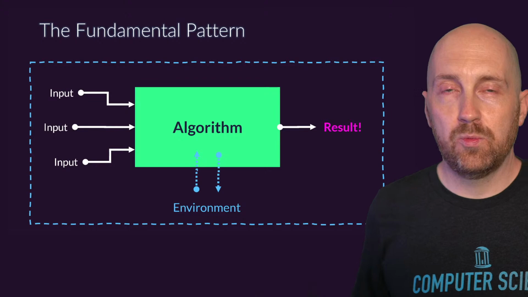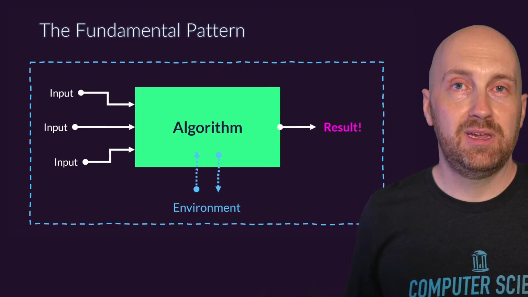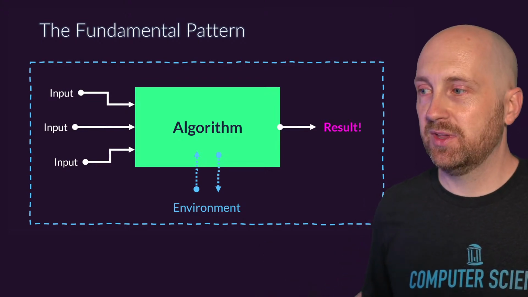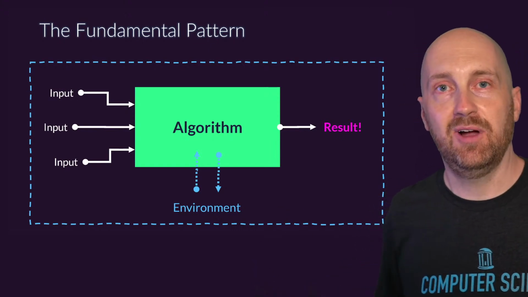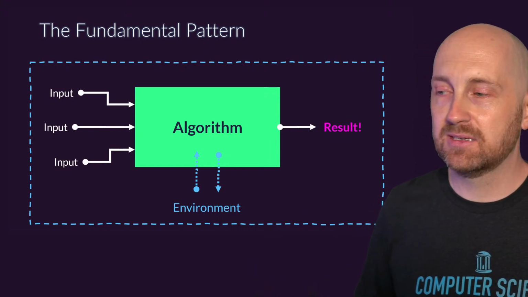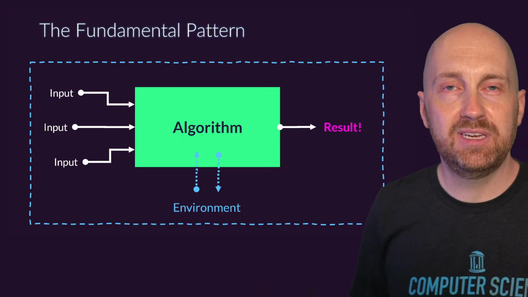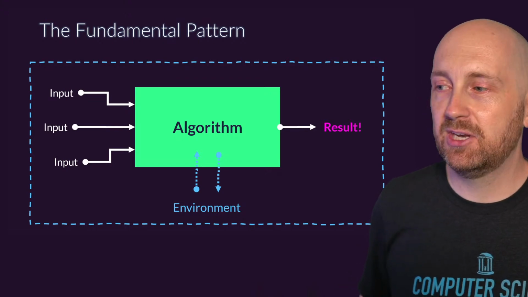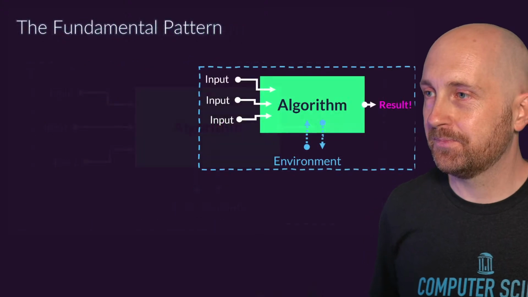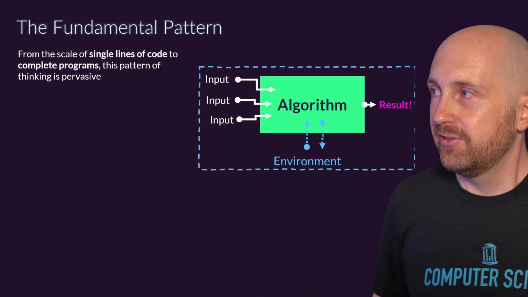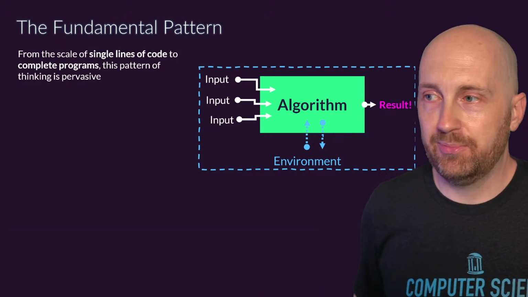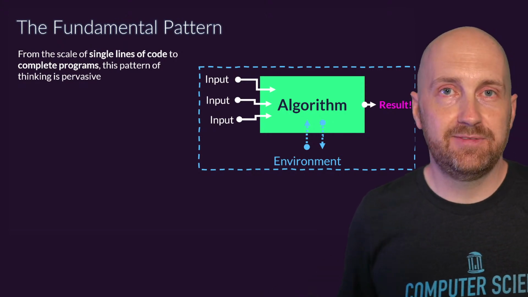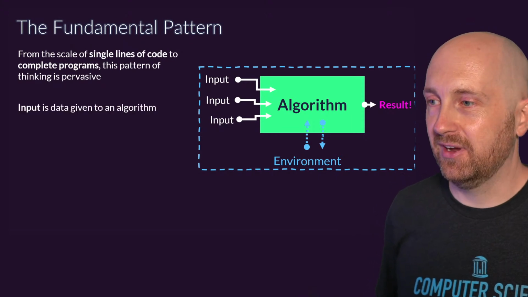Being conscious that there are potentially going to be some interactions with our algorithm outside of this very clean box that has some inputs and a single output will help us think about this. This idea will come up in many different places where thinking of it in terms of this diagram will be very helpful. This pattern will exist from single lines of code all the way up to complete programs. It's pervasive in the problems that you're going to be solving in computer science.